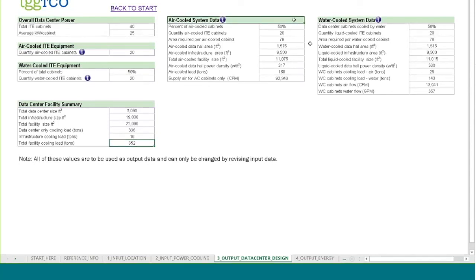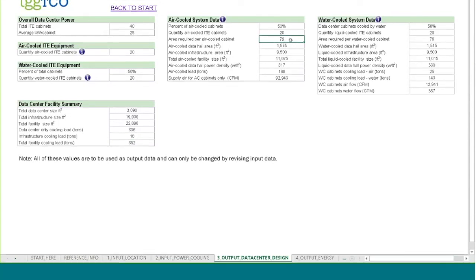When we get to this side, the air-cooled system data, it tells us the percent, the quantity. We've seen all that before. The area, so this is an assumption. A typical cabinet is going to have much less footprint than that, but this is 79 square feet per cabinet. When you do the math and look at all the clearances required, it's much higher than that. But this is something that in the future we can put a toggle on to make it less or greater.